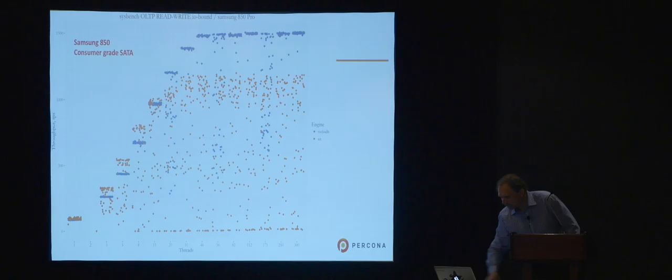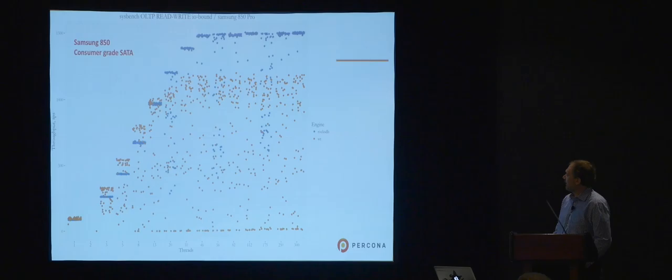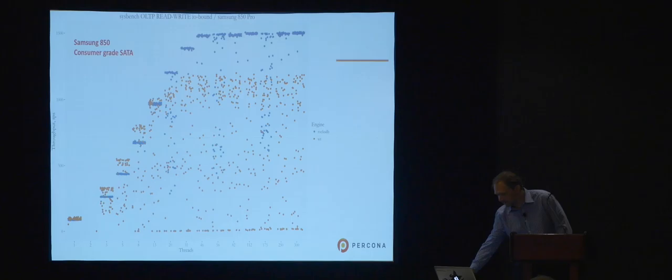And let's see the first I/O bound results again. This is the cheap storage, Samsung 850, and the behavior is about the same as we saw previously. WiredTiger shows a lot of variability, while RocksDB is able to scale better with multiple threads.